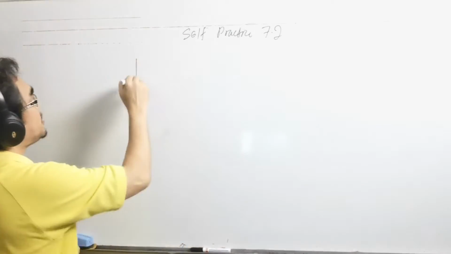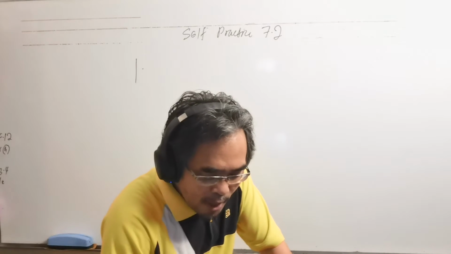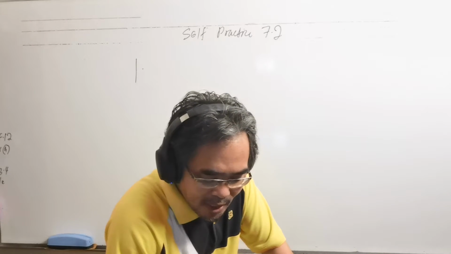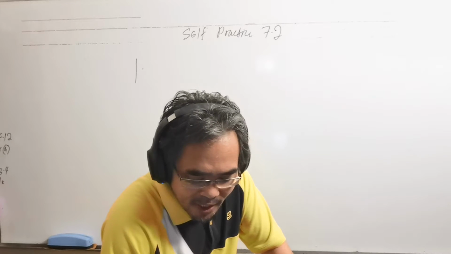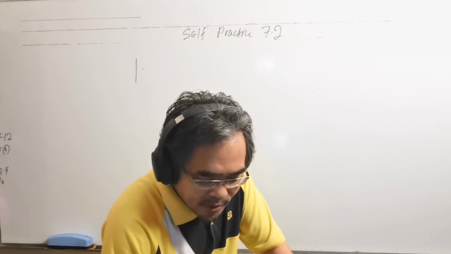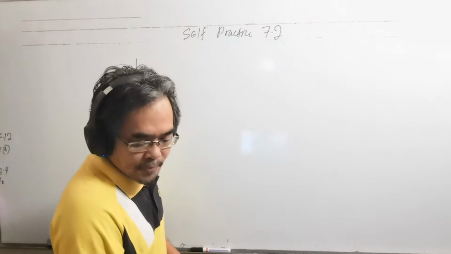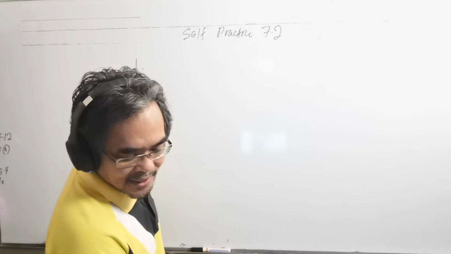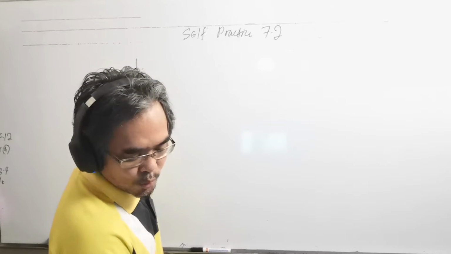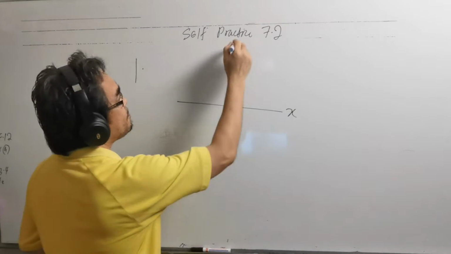Okay, now look at question number 1, 7.2. It says here, point P divides the line segment joining point A and B below in the given ratio. Find the coordinates of point P. So, let's say we have 3, 7 and negative 7, 2. Okay, so let me sketch a graph.